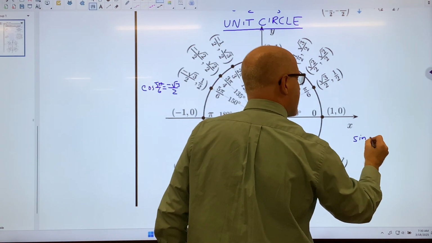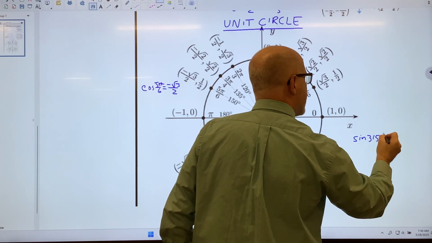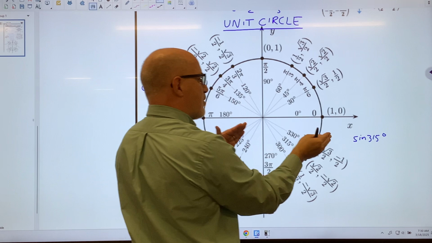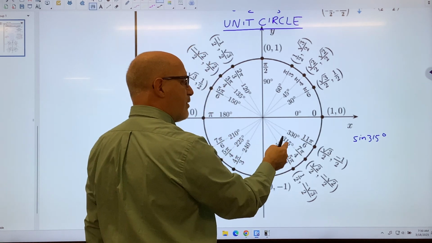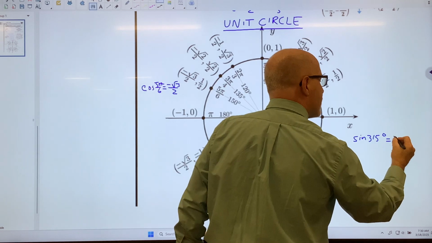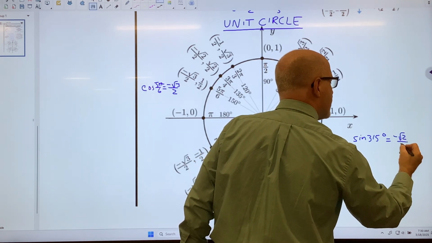If I want to know what the sine is of 315 degrees, I'm going to go to the degree measure. So this one summarizes both the radians and the degrees. So sine of 315 degrees would be the y value on this one. So negative square root of 2 over 2.